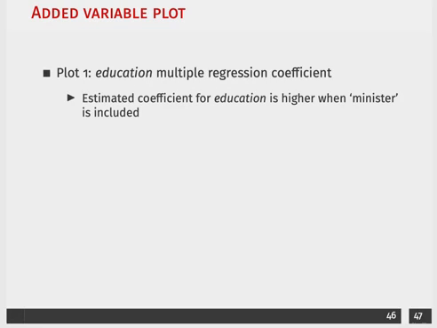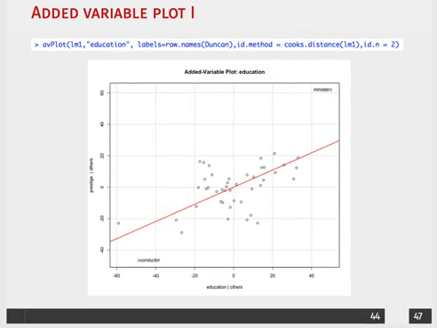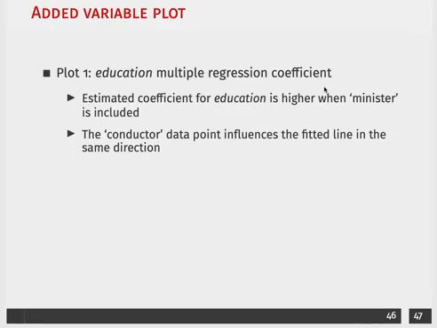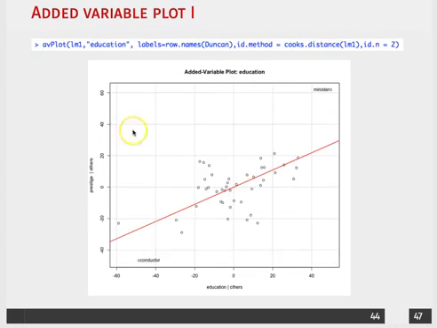This estimated coefficient for education is higher when minister is included. We can see that, and I'll go back for a second. It's going to be higher because it's pulling that fitted line toward it. It's pulling it up. Now, the conductor data point influences the fitted line in the same direction, again, because it's tilting the regression line toward a steeper slope. So it's increasing our estimated coefficient.